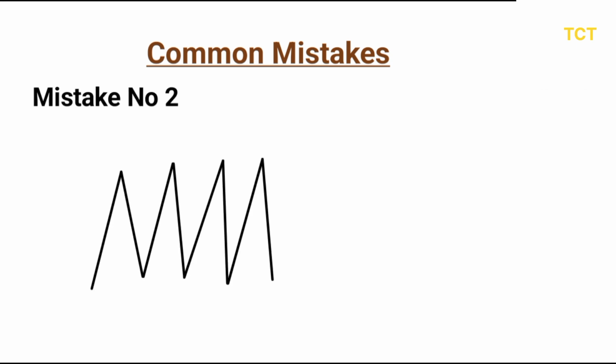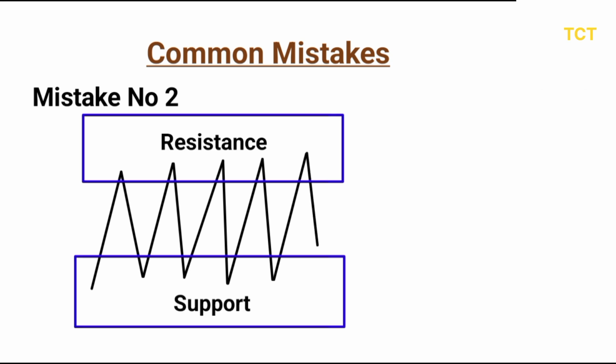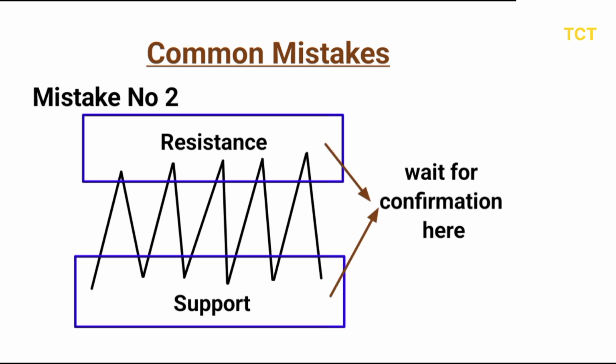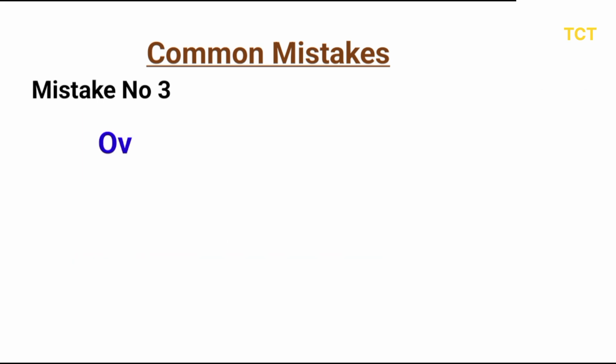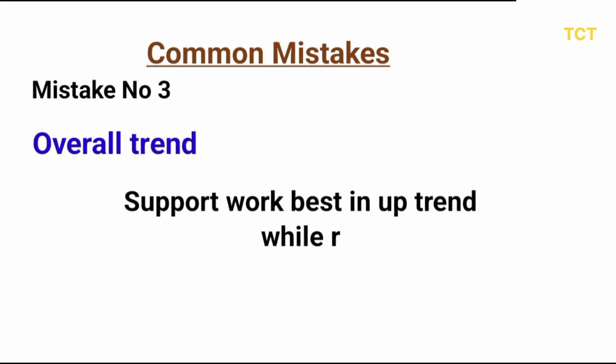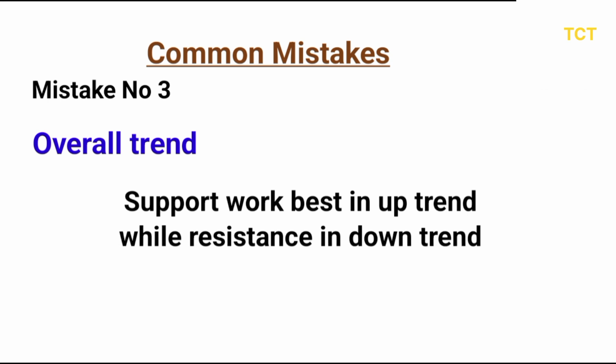Mistake number 2. Entering a trade immediately when the price touches support or resistance. Always wait for confirmation. For example, look for strong candlesticks or other signs that buyers or sellers are taking control. Mistake number 3. Ignoring the trend. Support and resistance work better when combined with the overall market trend. Never rely on one concept alone.